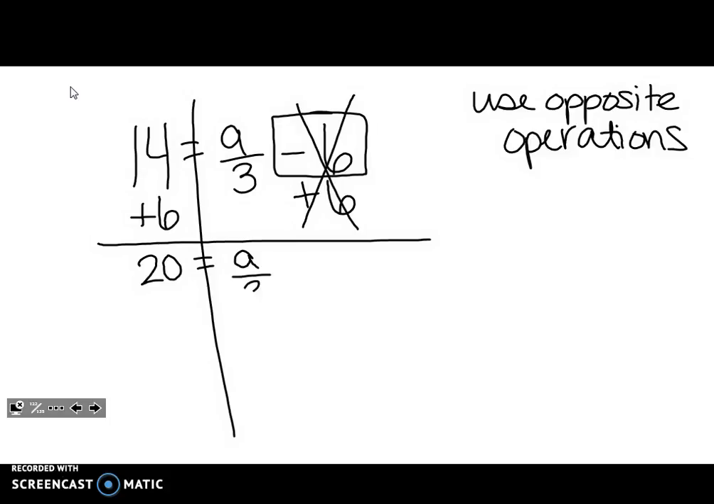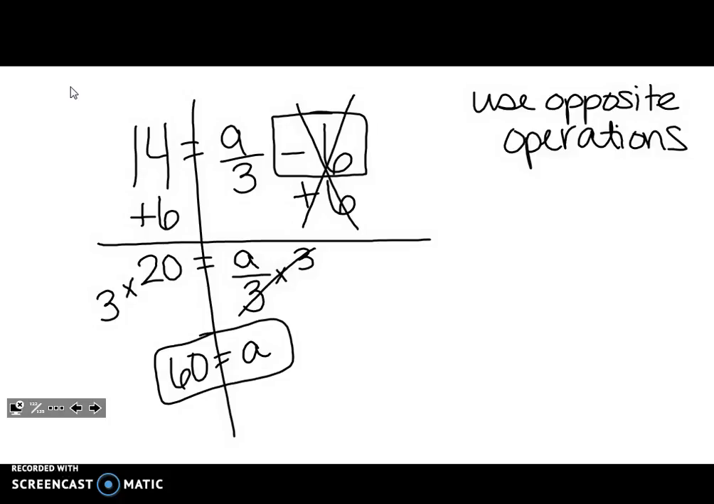So then I have 20 equals a divided by 3. The opposite of division is multiplication. So I'm going to multiply both sides by 3. So I get a equals 60.